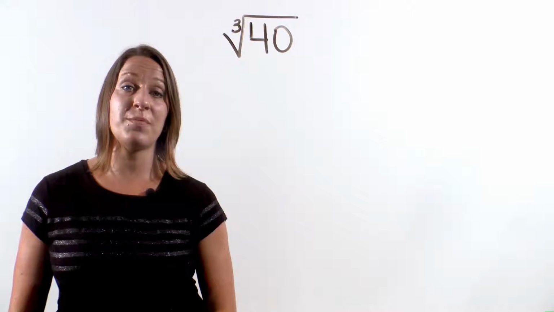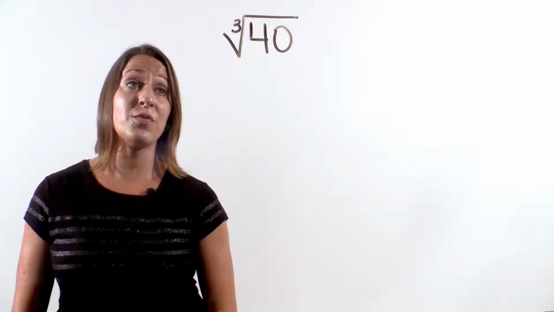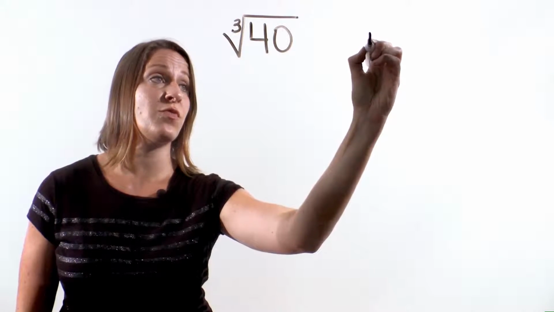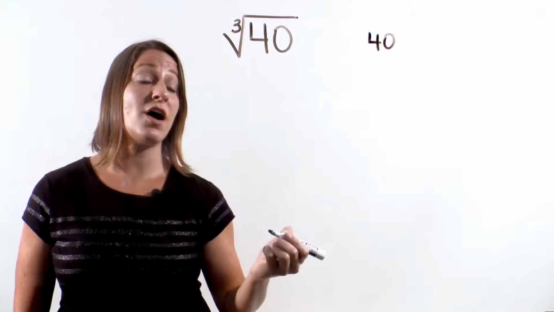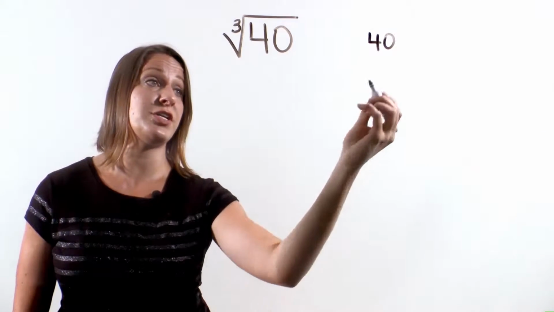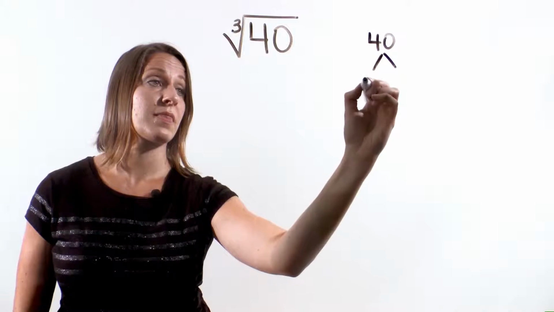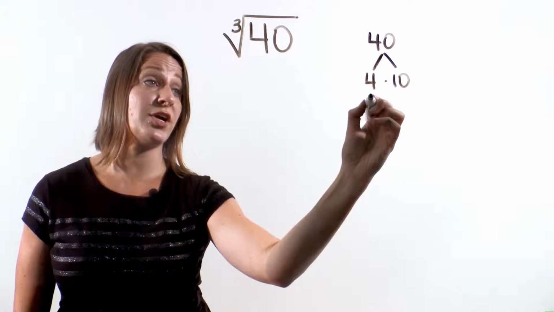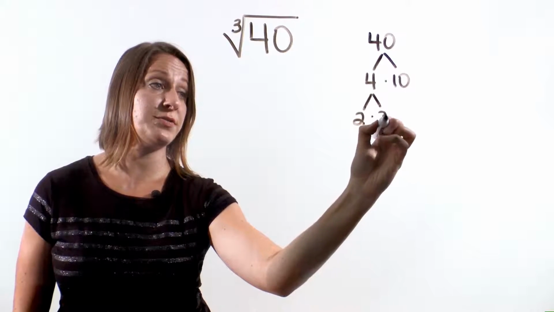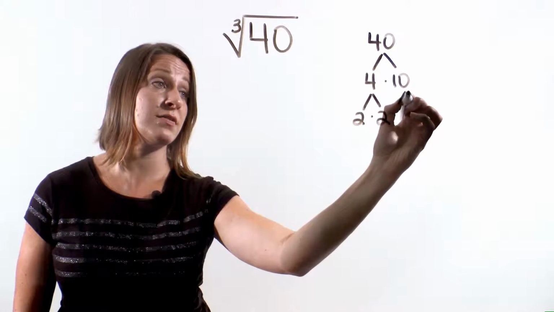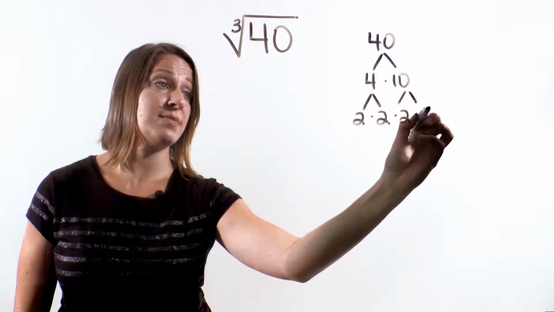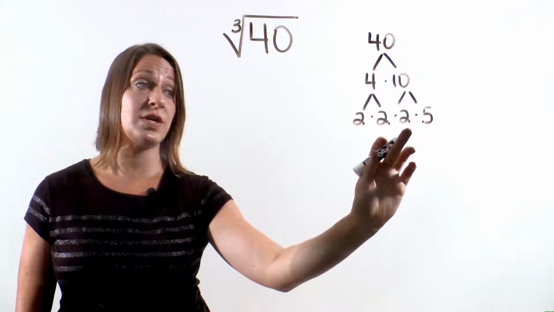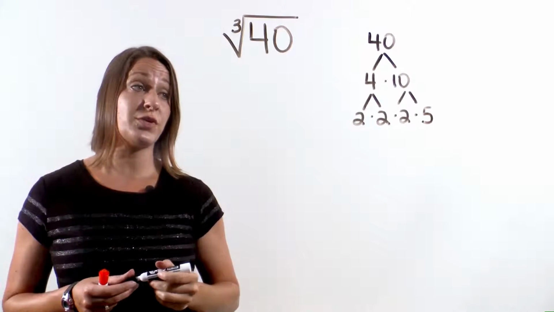Take a look at our first example. We have the cubed root of 40. To solve this, we're going to take the expression 40 off to the side, and we're going to make a factor tree. 4 times 10, we can break our 4 into 2 times 2, and our 10 breaks down to 2 times 5. You need to just make sure this bottom line, 2 times 2 times 2 times 5, still equals 40.